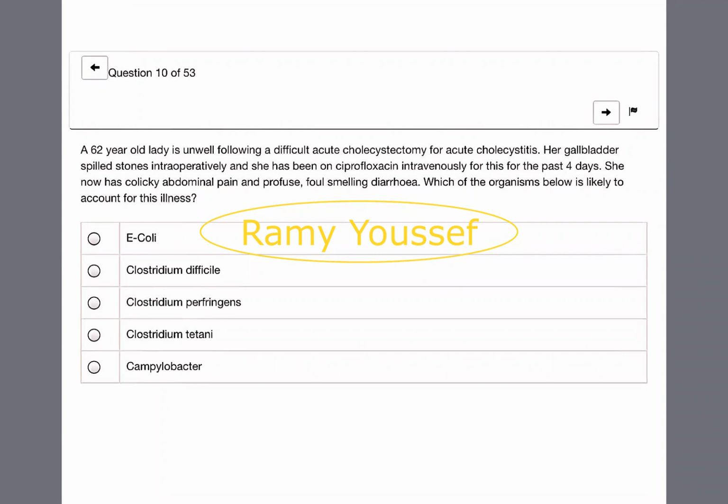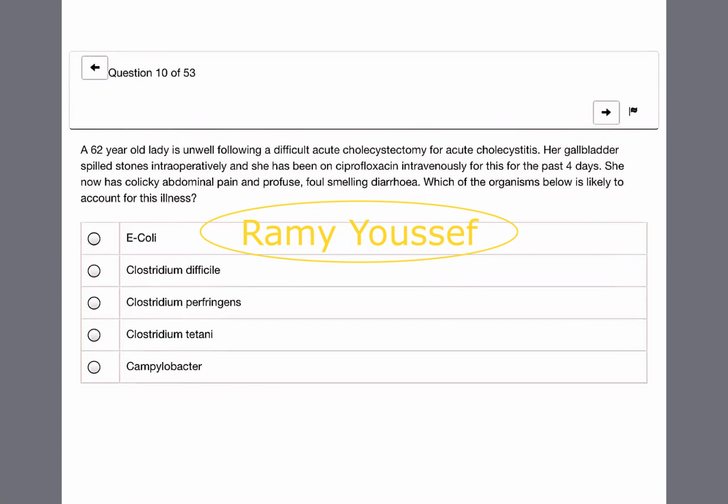A 62-year-old lady is unwell following a difficult acute cholecystectomy for acute cholecystitis. Her gallbladder spilled stones intraoperatively, and she has been on ciprofloxacin intravenously for the past 4 days. She now has colicky abdominal pain and profuse foul-smelling diarrhea. Which of the organisms below is likely to account for this illness? E. coli, Clostridium difficile, Clostridium perfringens, Campylobacter. I think Clostridium difficile.